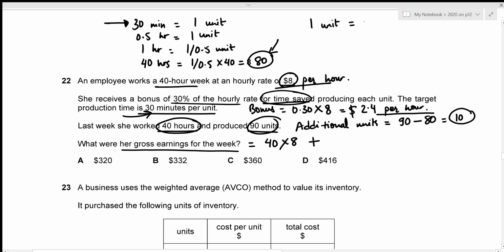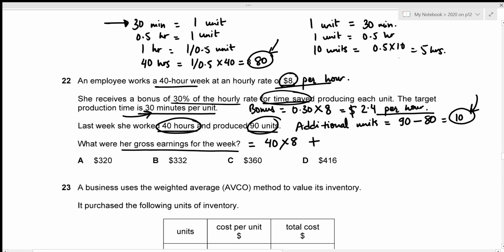1 unit requires 30 minutes, right? So 1 unit requires 0.5 hour. Then we need to figure out the time required for 10 units. For 10 units, that is going to be 0.5 times 10, which is 5 hours. So she actually saved 5 hours.